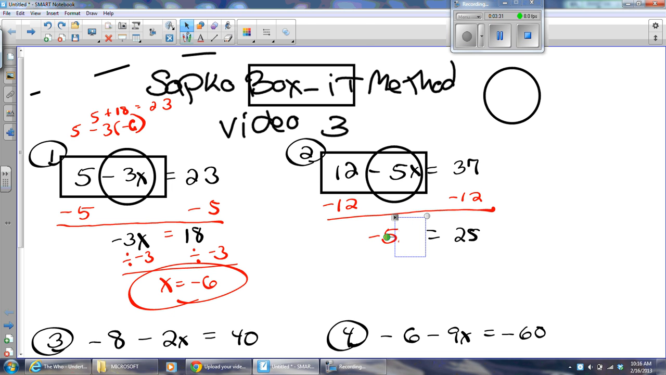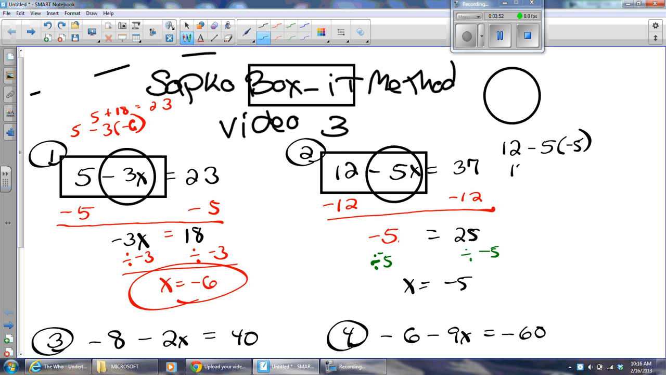And I know it's multiplication, so I'm going to divide. I'm going to divide both sides by negative 5. And doing that will yield an answer of x equal to negative 5. Checking it: 12 minus 5 times negative 5, which is 12 minus negative 25, which is the same as 12 plus 25, which is 37, and it checks as well.